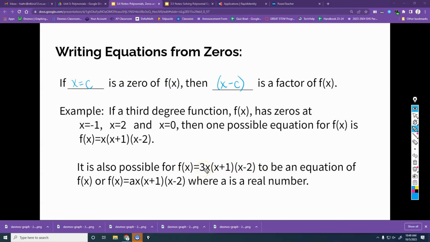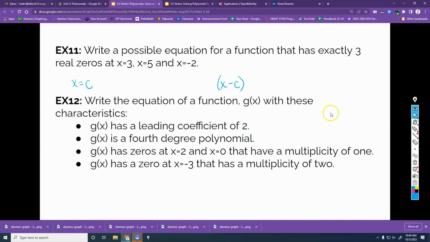It doesn't change where the zeros are at. So it also could be possible that a times x plus 1 times x minus 2, where a could be any number, could be the answer for those. Okay, so this is fairly straightforward. Let's look at what the problems will look like.